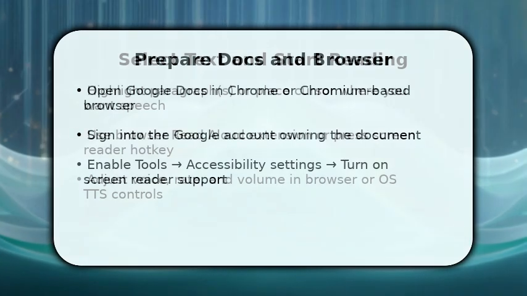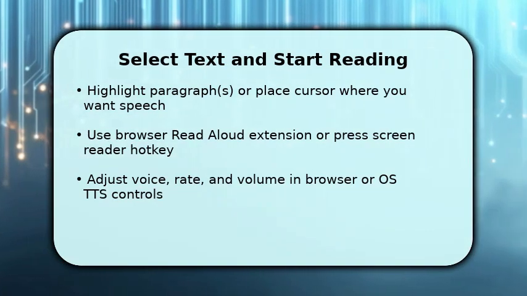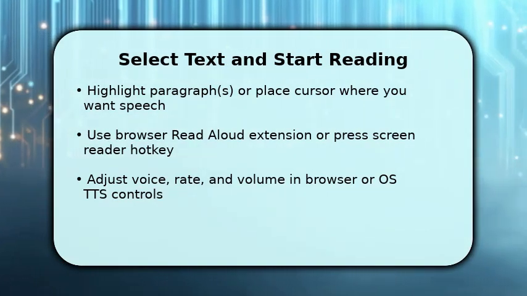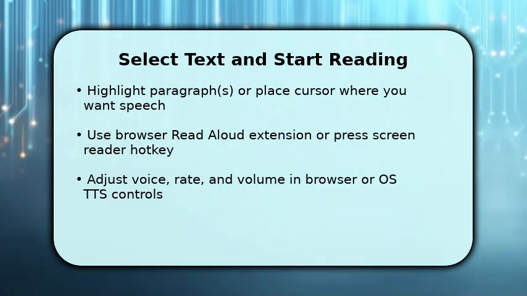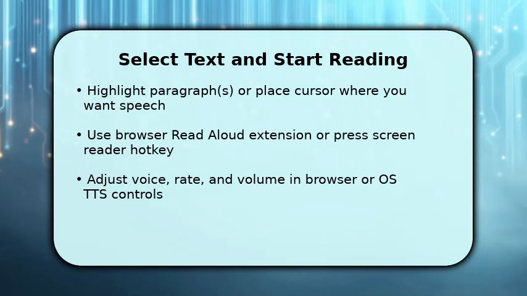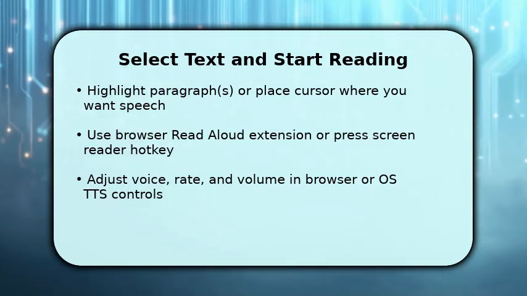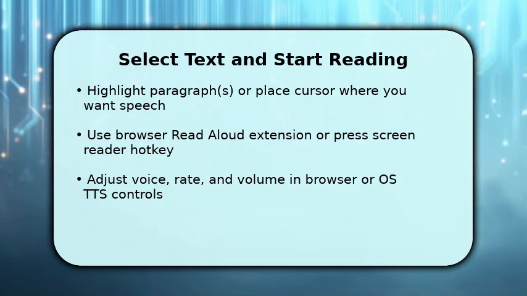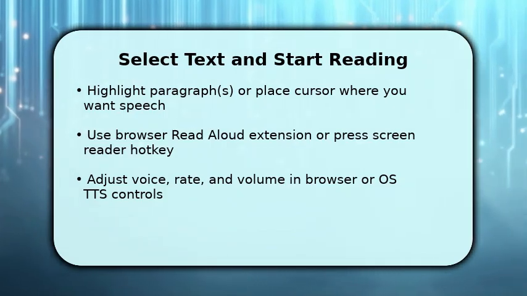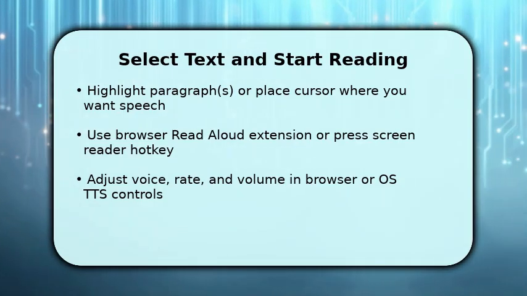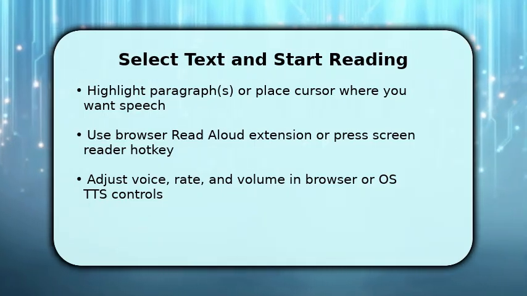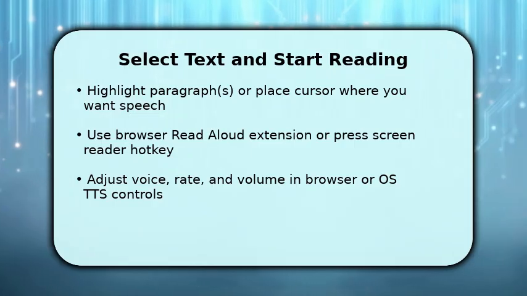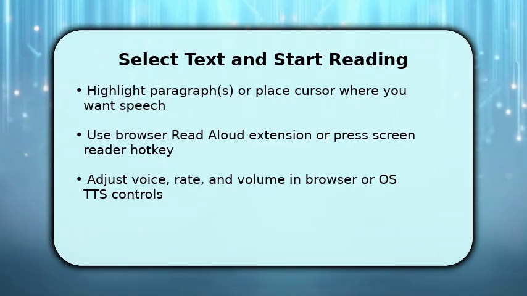Now select the text you want read aloud, or simply place your cursor at the start of a section. Selection gives you precise control. Next, activate your browser's Read Aloud tool or trigger the Screen Reader hotkey. The tool pulls text from Docs because you enabled accessibility. While it reads, adjust voice and speaking rate in the extension or your operating system settings so the cadence matches your listening preference. Also try paragraph selection to jump between sections.